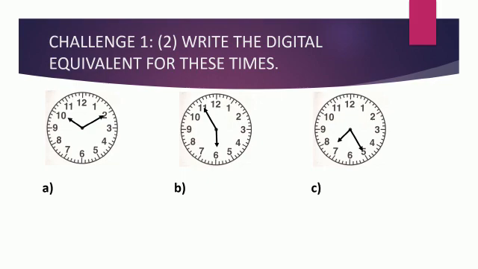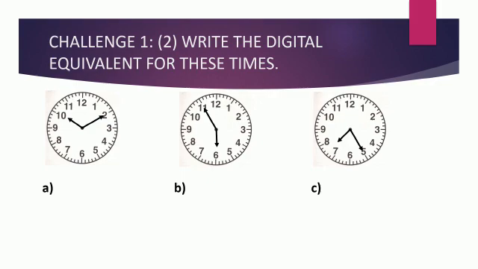On each number there will be 5 minutes like this. When long hand is on 1, it will be 5 minutes. When long hand is on 2, there are 10 minutes. On 3, it is 15 minutes. On 4, there are 20 minutes. On 5, it will be 25 minutes. On each number there will be 5 minutes: 5, 5, 5, you will go on.